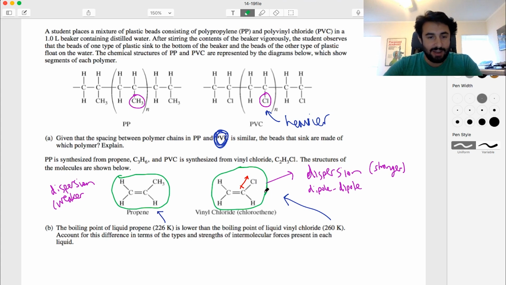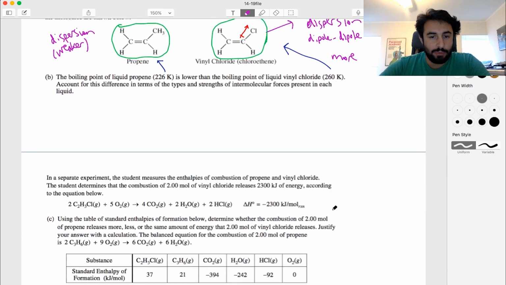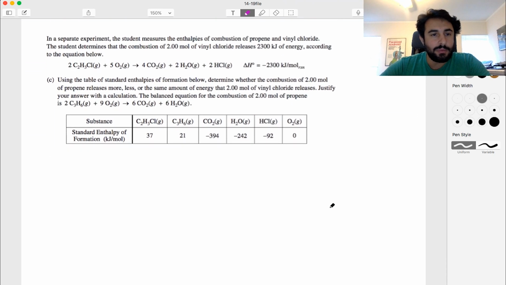So there's that, not to mention the fact that this is more massive. They tend not to care too much about mass with these questions, but it is important to understand that there's more mass here, and more mass means something will boil higher. So that's a factor just to remember as well. But they want to talk about intermolecular forces, so that would be those two: weaker dispersion, stronger dispersion, and dipole-dipole. So we got one more little thing here.